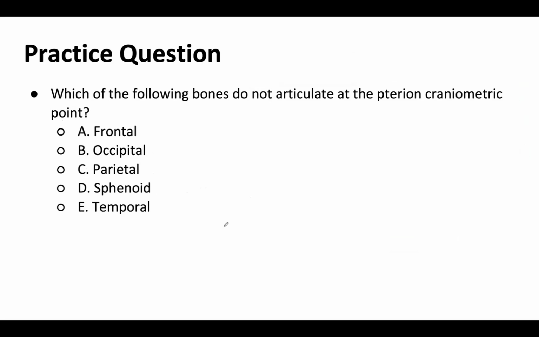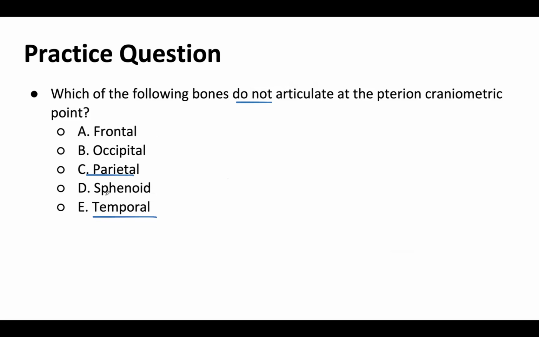All right, we have reached the practice question. So what do you think of this one? Which of the following bones do not articulate with or at the pterion craniometric point? Remember, this is where four bones meet. So which of these four bones? And in general, when we think about where pterion is, it's on the lateral side of the calvaria. Well, we know that the parietal and the temporal bone form a good amount of the lateral wall. So these bones are probably involved.